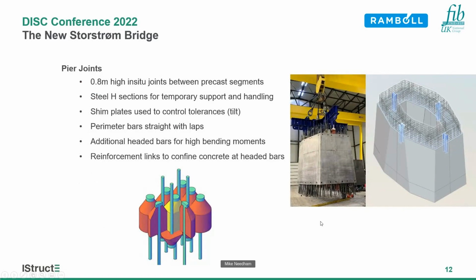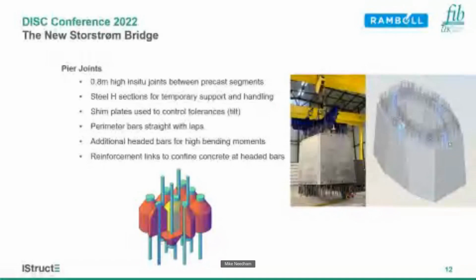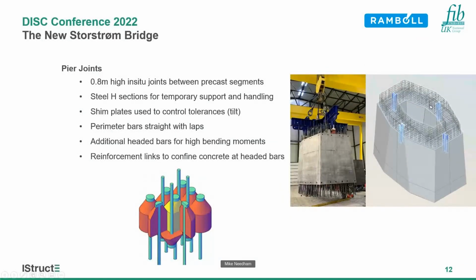A little closer look at the pier joints. The pier joints are 800 millimeters high between precast segments. There are embedded steel sections, which you might be able to see in light blue on the right-hand side. There's 4 of those that are used for temporary support and handling. So you can see in the photo it's being lifted using those steel sections.